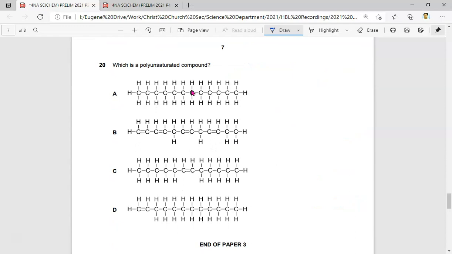Last one, question 20. Which of these is a polyunsaturated compound? Key idea, when you see the word unsaturated for organic chemistry, you are looking out for C double bond C. Poly means that there's many. So what I'm looking out for is many C double bond C. This one totally doesn't have. Okay, now 1, 2, 3, 4. 4 C double bond C.